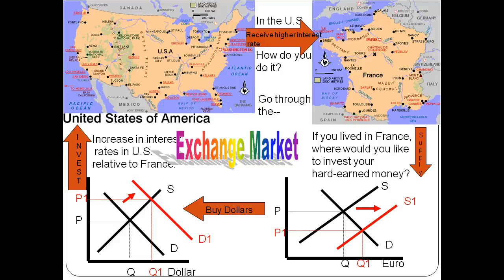So always think of this exchange market as a market where one currency is being exchanged for another. So people are taking their currency into this exchange market. They're supplying it in order to demand another currency. All right, so this is the two-graph version of the exchange market. Now we're going to go ahead and look at the one-graph version.